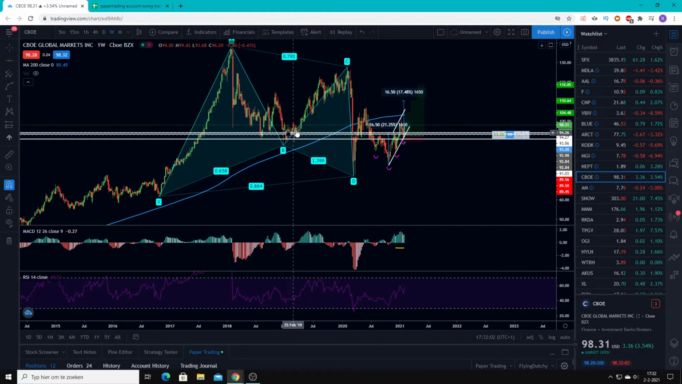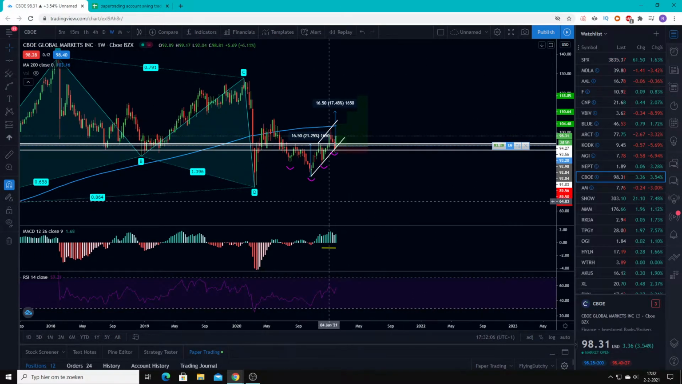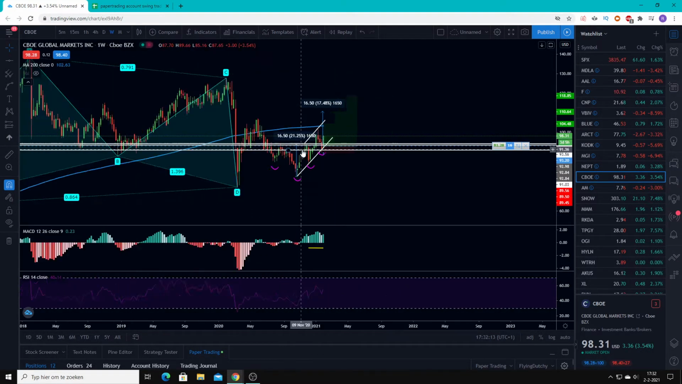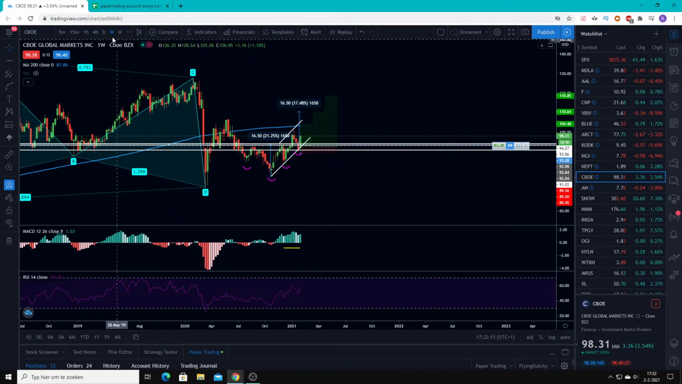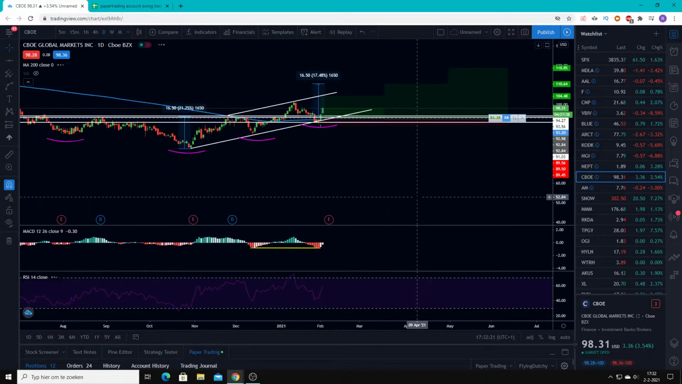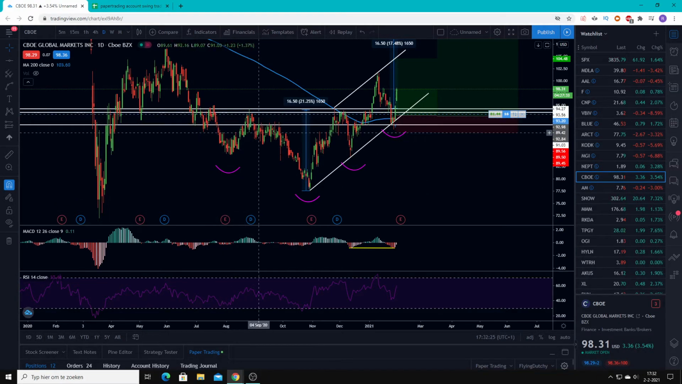there's definitely an XABCD pattern, close to the Fibonacci levels of other patterns. And when it got to the D point, it went up to this big resistance line over here. This is a very big resistance line. And then it followed into a head and shoulders pattern. And I really like that. That was really nice. And when we go to the daily, you can see it over here. Head, shoulder, head, shoulder.